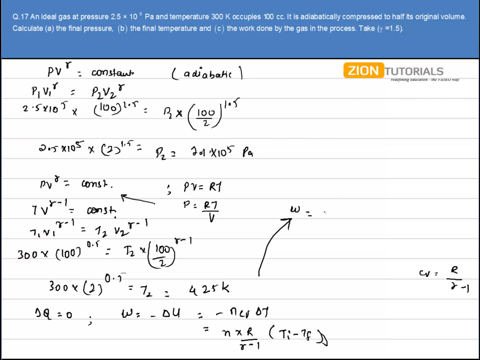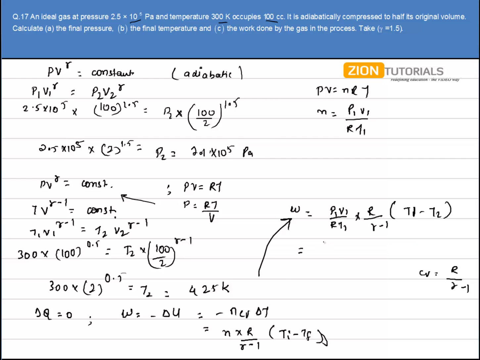So the value of n can be calculated by the earlier equation, because we'll use PV is equal to nRT. I know the pressure, I know the temperature, I know the volume. So n comes out to be P1 V1 by R T1. It can be written as P1 V1 by R T1 into R by gamma minus 1 into T1 minus T2.